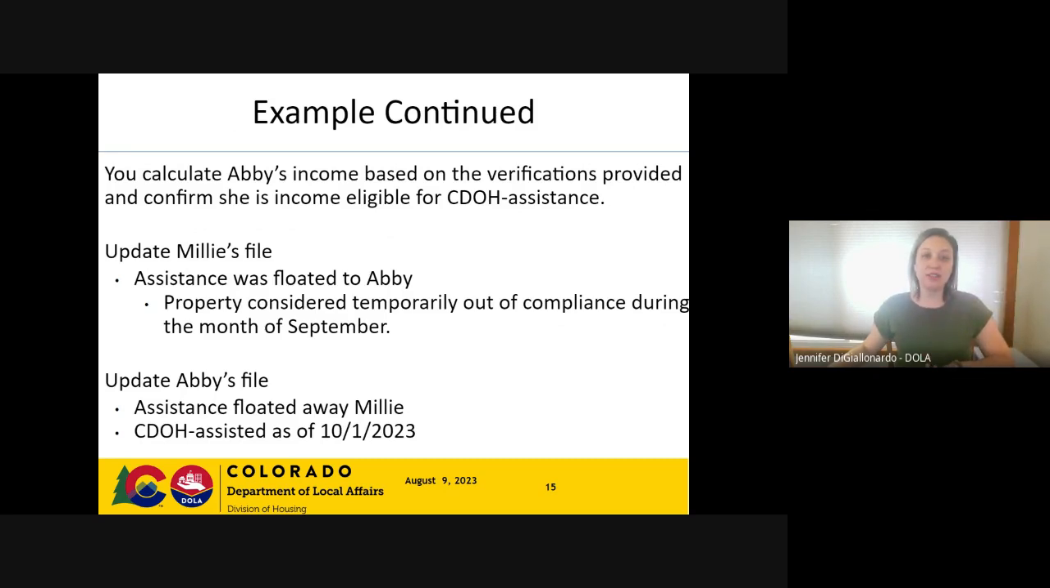Millie is no longer CDOH assisted as of September 1st because she is over income. We are going to float this unit, the assistance, to Abby. And the most important, the key thing that I want to hit home here, is that the property is considered temporarily out of compliance for the month of September, because we're saying Millie is no longer eligible. Abby does not get that CDOH assistance until October 1st. So temporarily out of compliance for September. October 1st, we're back on track with Abby's assistance. Abby now has that CDOH assistance.